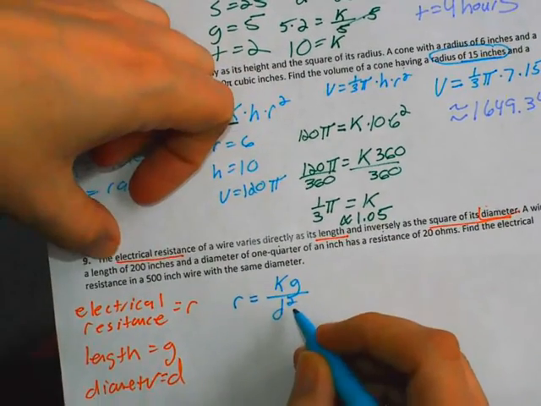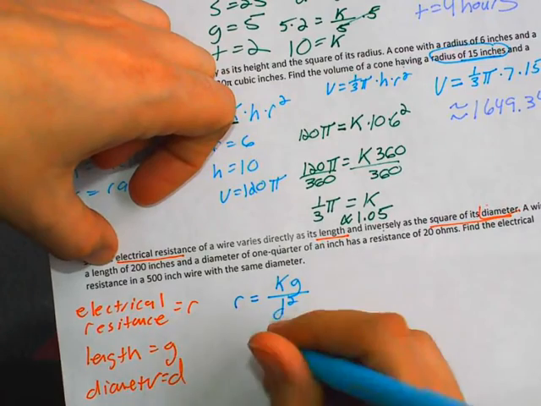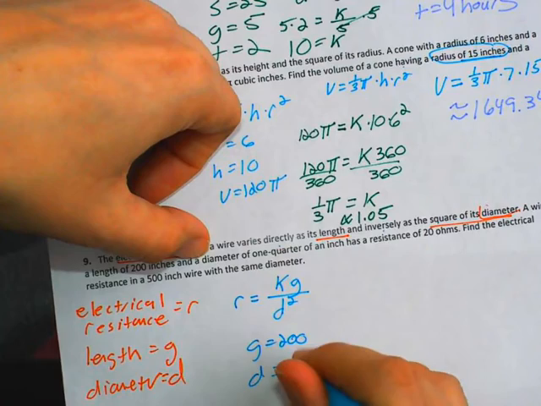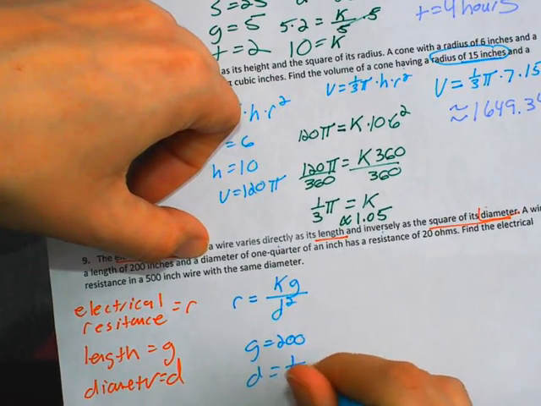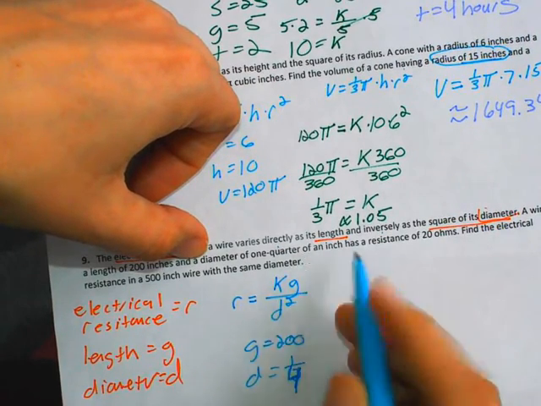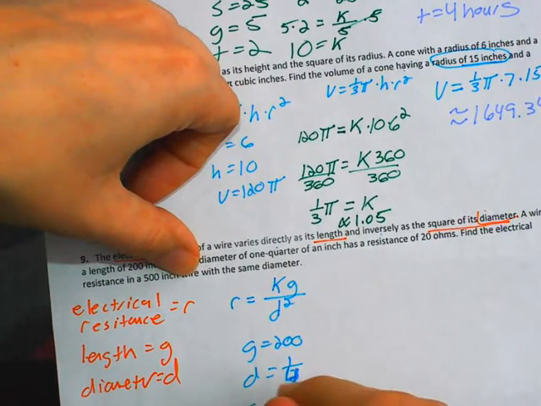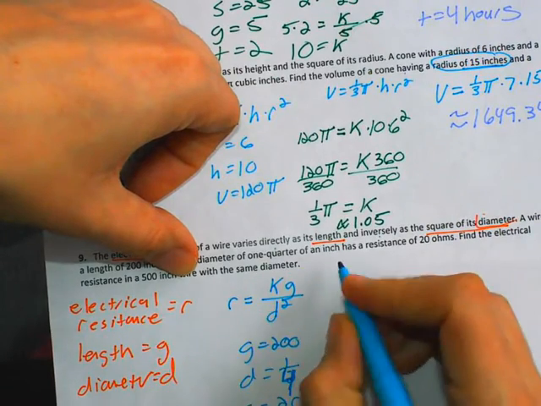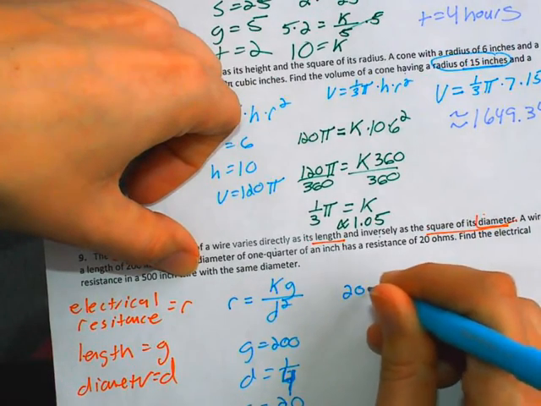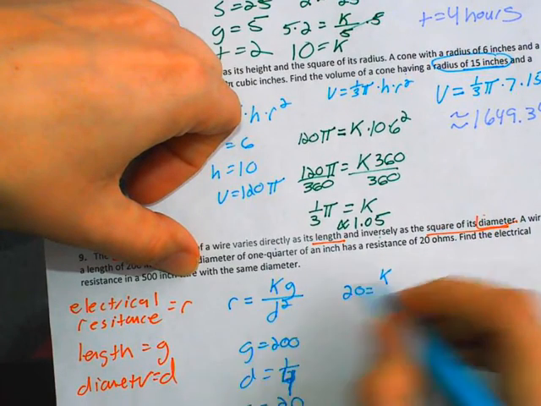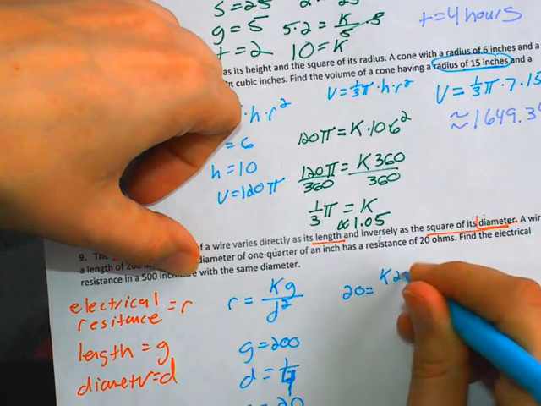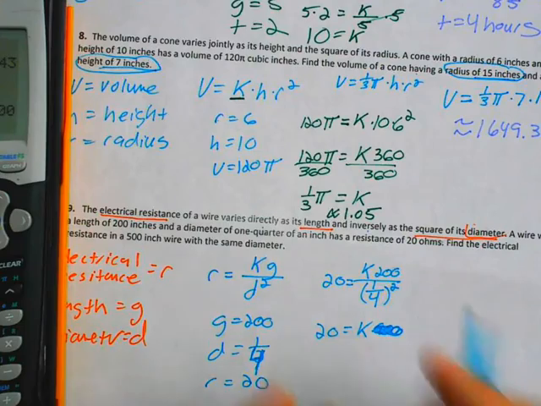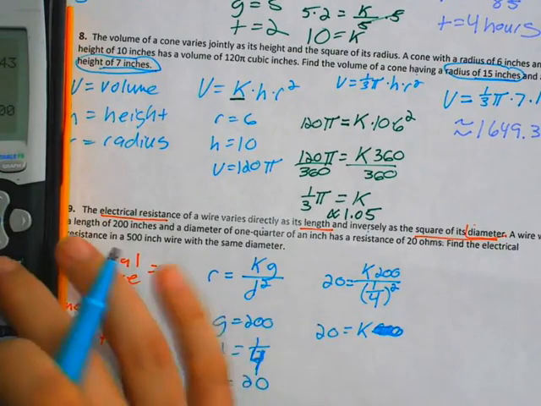Now we've got to figure out what K is. A wire with a length of 200 inches and a diameter of 1/4 of an inch has a resistance of 20 ohms. So we've got to find K now. Before we do anything, we have to find K. So 20 equals K times 200 over 1/4, and that's 1/4 squared, because remember our diameter is squared.